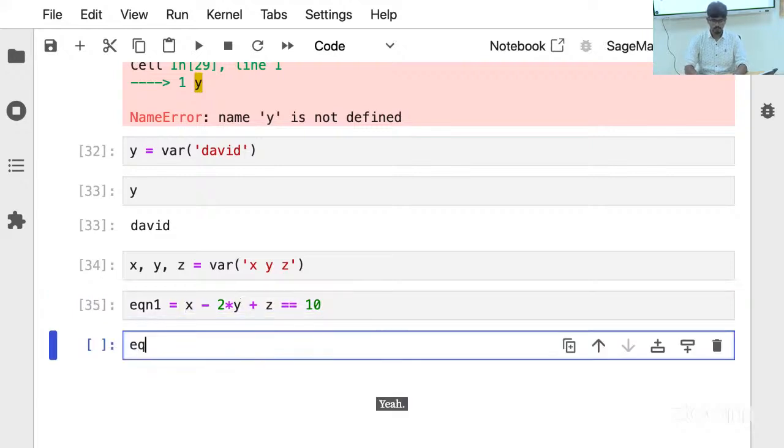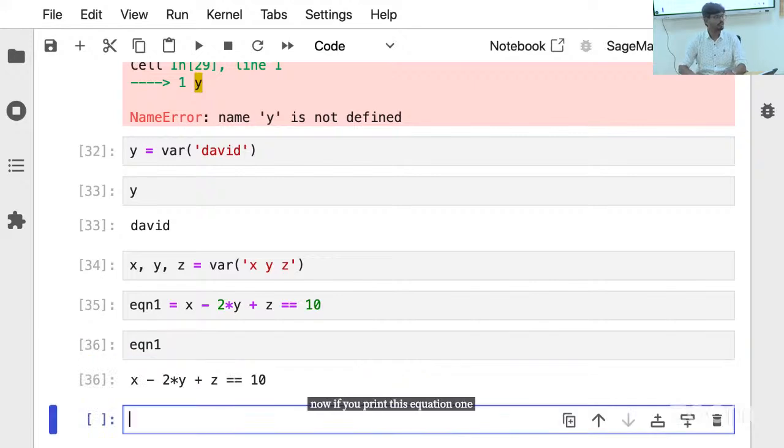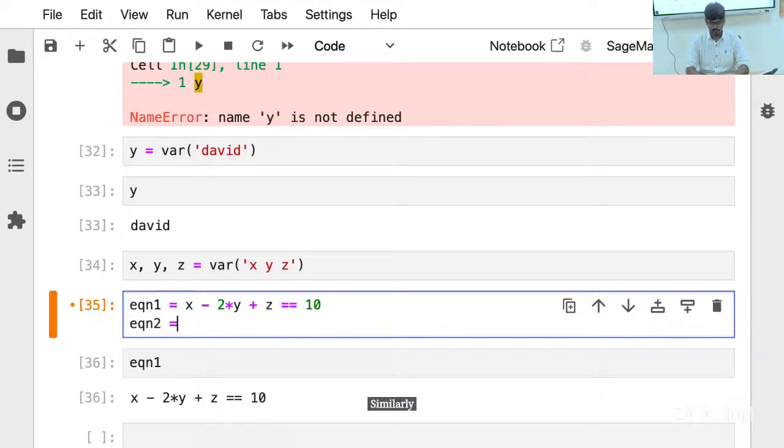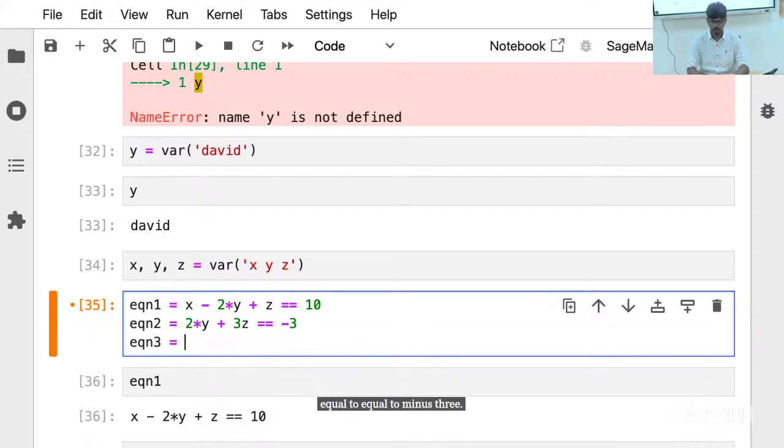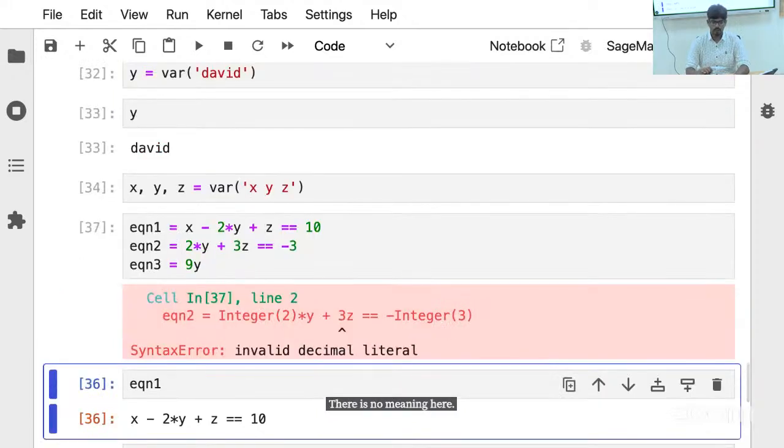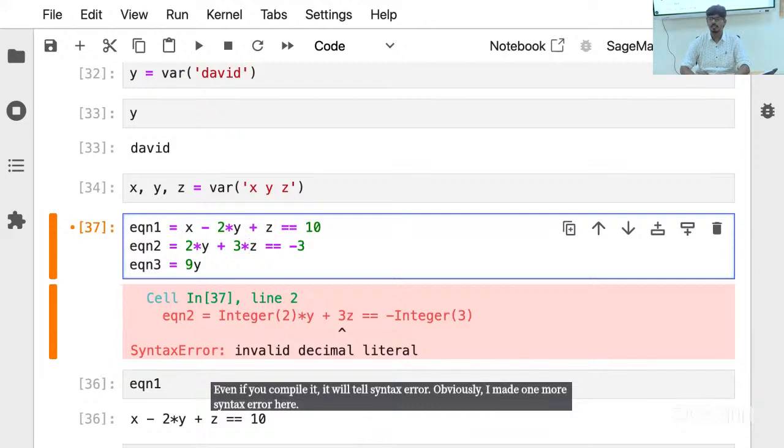Now, if you print this equation 1, you see what it means. Similarly, let's type equation 2: 2 times Y plus 3 times Z equal to minus 3. And equation 3 is 9 times X. Remember, I'm not writing 9Y as it is. That has no meaning here. Even if you compile it, it will tell you it's a syntax error. Obviously, I made one more syntax error here. I should put a star in between.